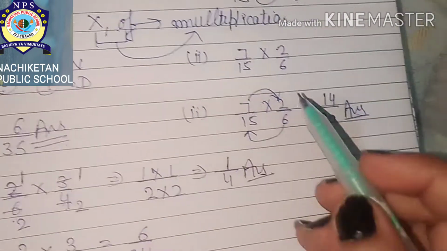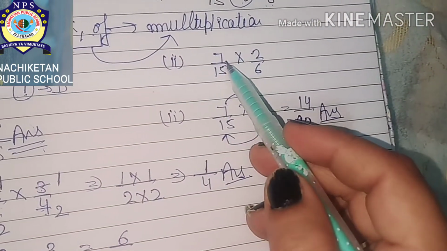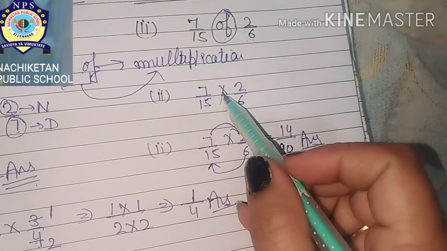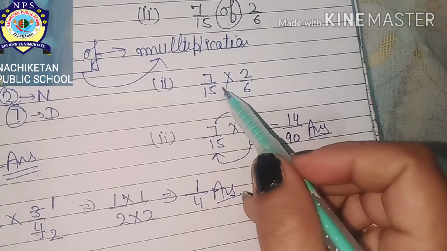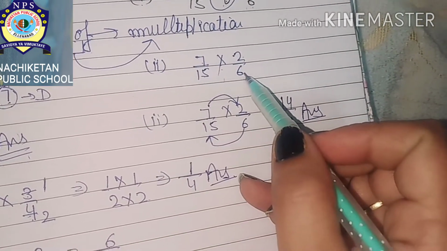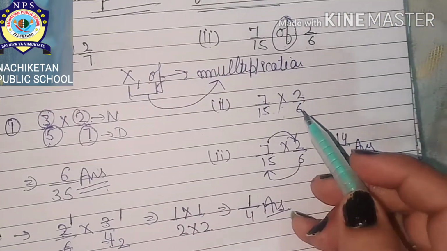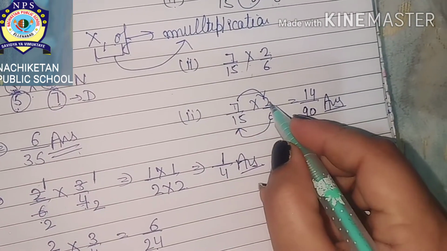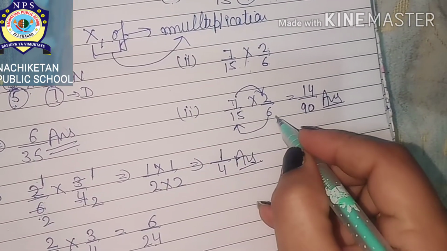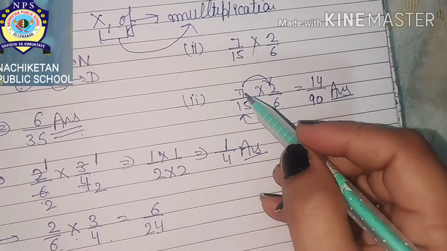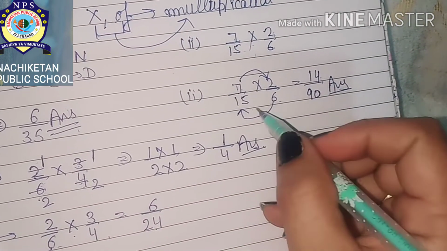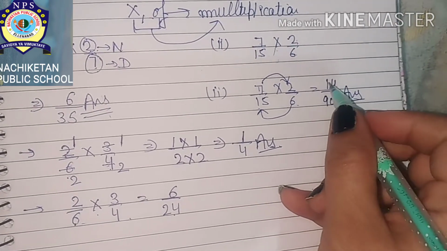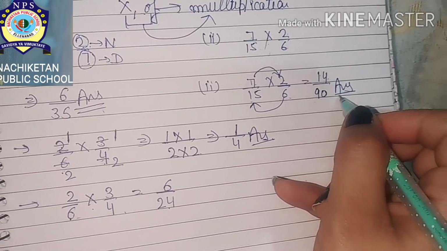Clear? On the second question, 7 upon 15 of 2 upon 6. Firstly, we will change this "of" into a multiplication. Clear? 7 upon 15 multiply 2 upon 6. We have to multiply these two fractions. Same procedure we will follow: numerator multiply with the numerator and denominator we will multiply with the denominator. Then 7 times 2 will be 14 and 15 multiply 6 will be 90. Then 14 upon 90 is your answer.